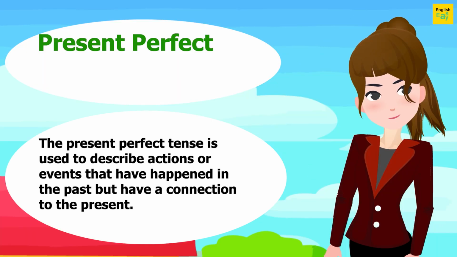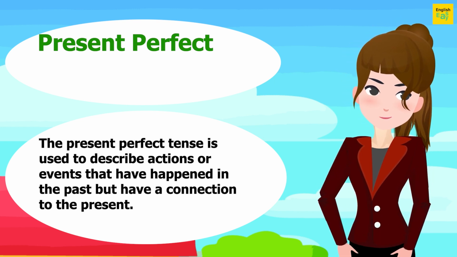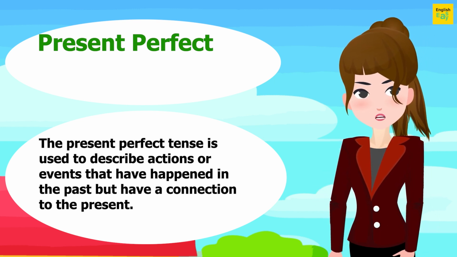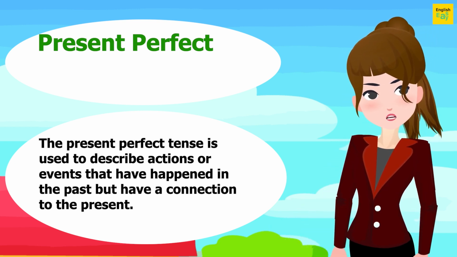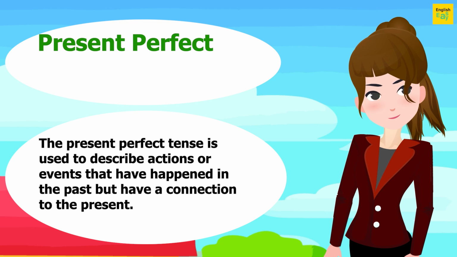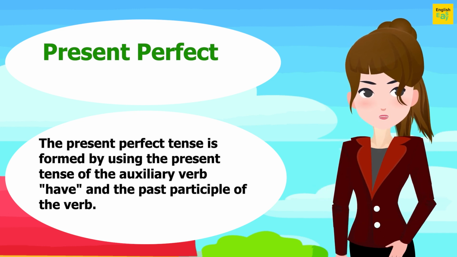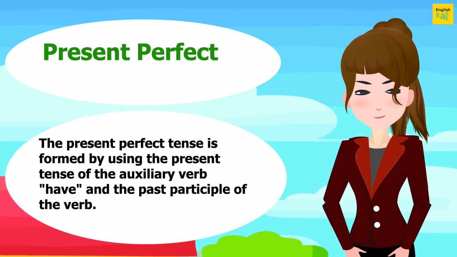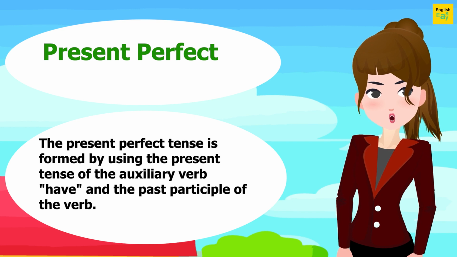Present perfect. The present perfect tense is used to describe actions or events that have happened in the past but have a connection to the present. The present perfect tense is formed by using the present tense of the auxiliary verb have and the past participle of the verb.